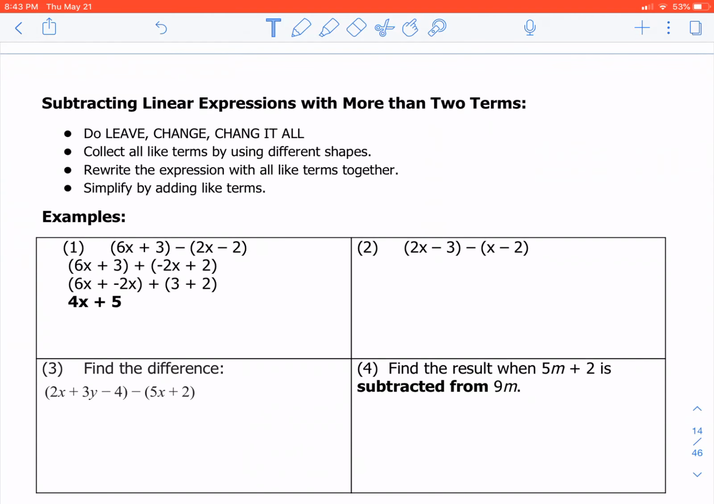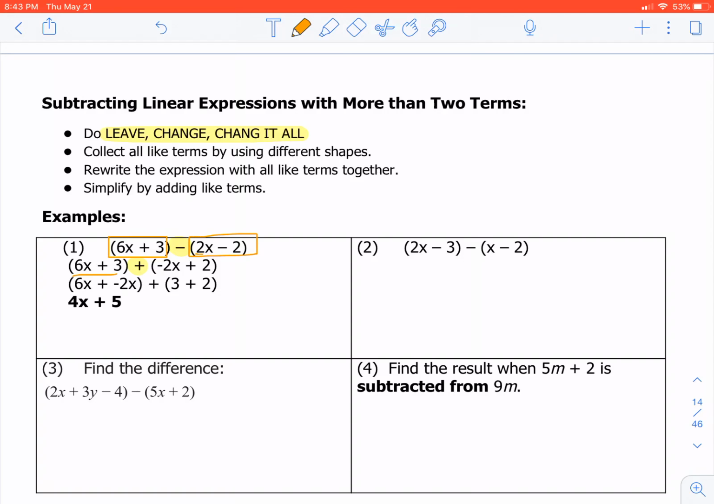I do want to talk a little bit about subtracting linear expressions with more than two terms. This is where that leave, change, change it all comes in. We are going to leave the whole first expression. So in this first example, this is the whole first expression. We're going to leave that exactly how it is. Then we're going to change this subtraction to an addition. And then everything in the second parentheses is going to go to its opposite.